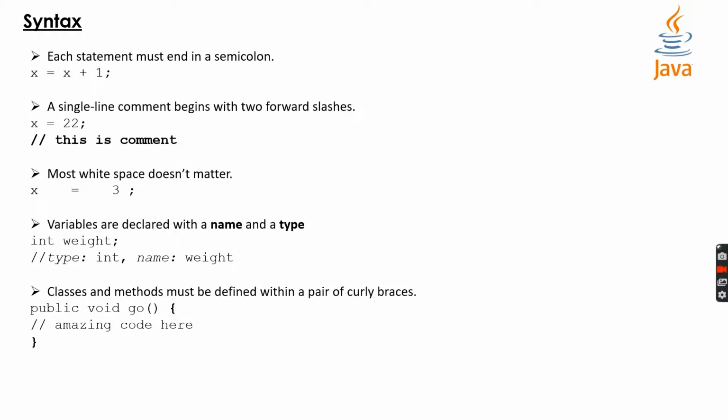Classes and methods must be defined within a pair of curly braces. So classes and methods begin with a curly brace and end with a curly brace. Those are the basic rules in Java programming.